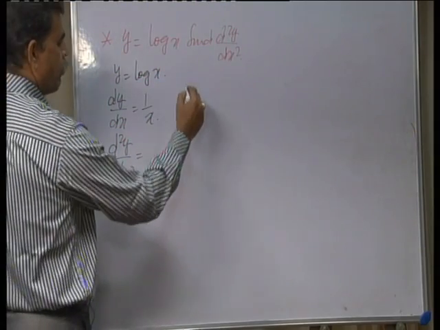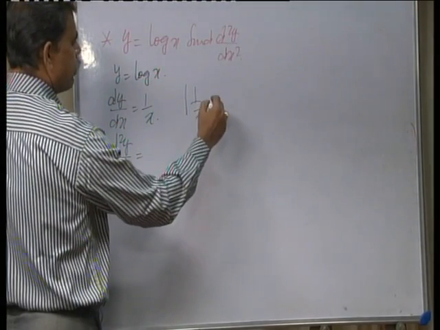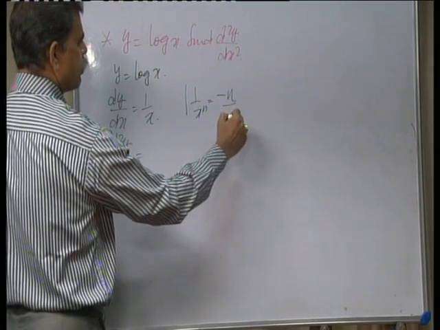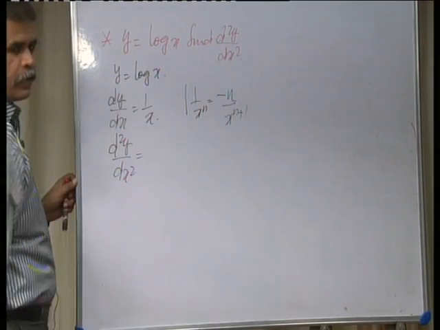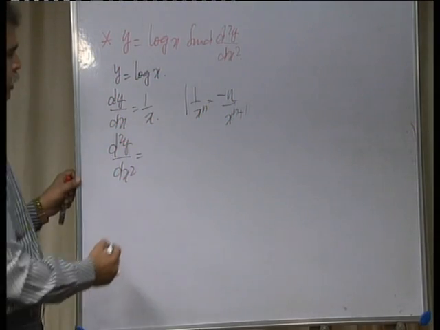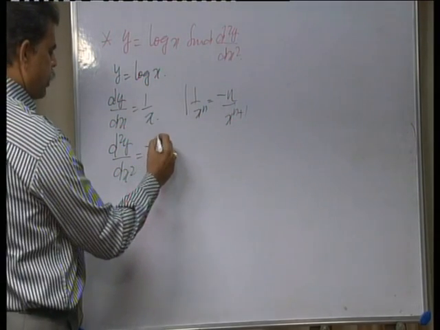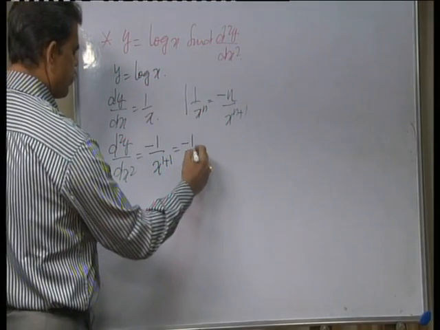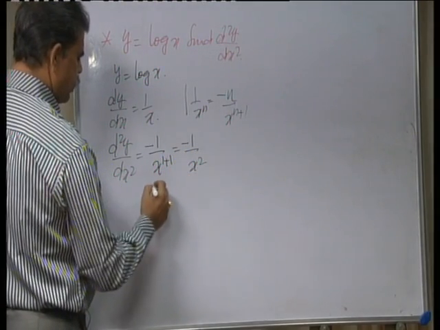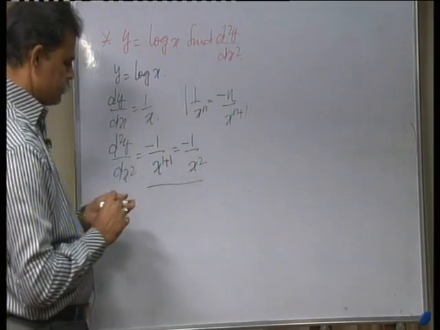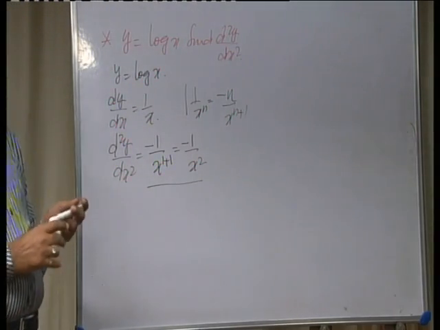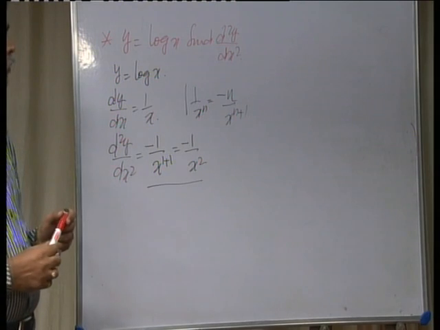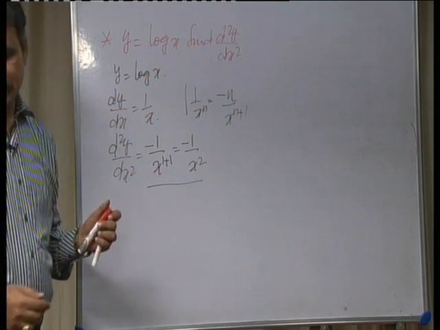This is 1 by x to the power of n, derivative is what? Minus n by x to the power of n plus 1, right. According to that, d square y by dx square is minus 1 by x to the power of 1 plus 1, that is minus 1 by x square. It is the answer. Sometimes a very simple question will be asked for 2 marks, like this.